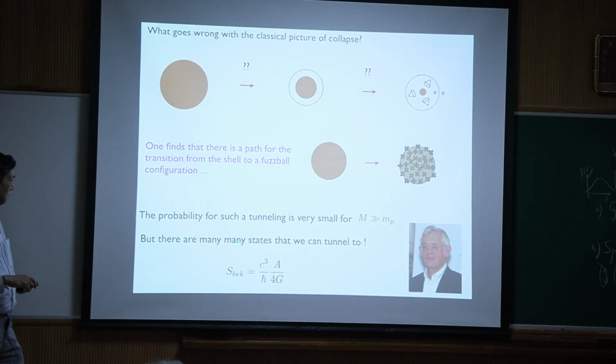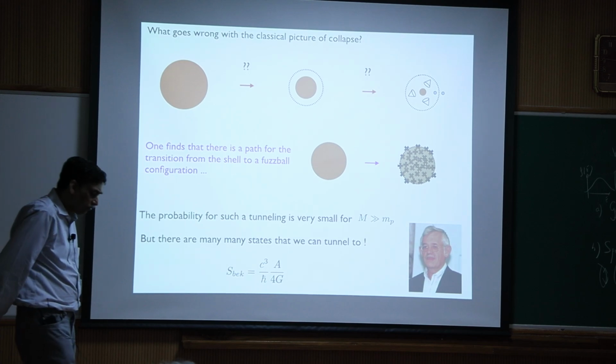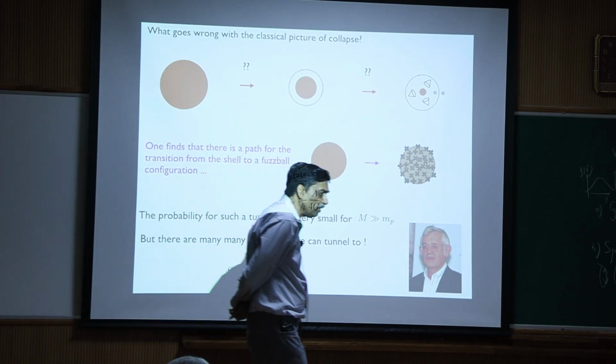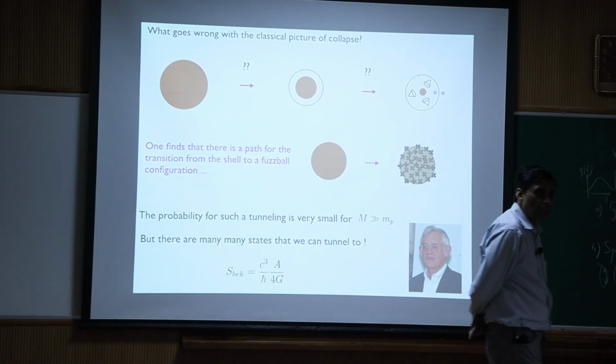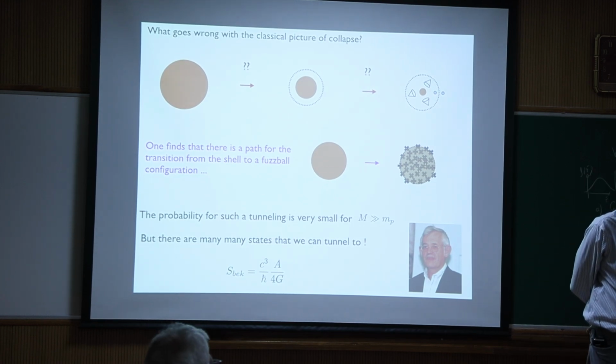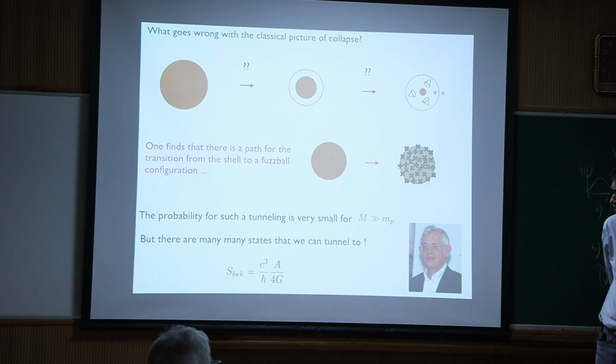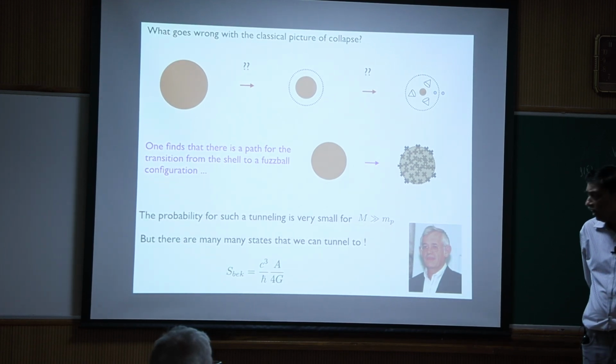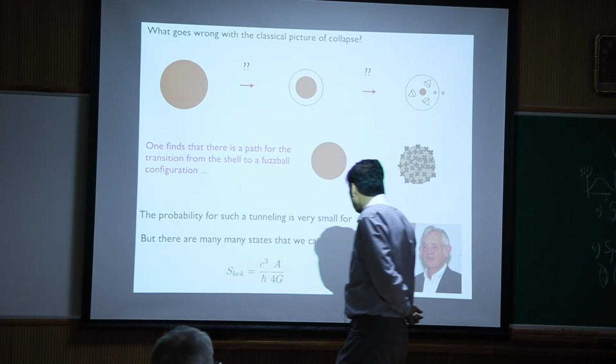That's true. But there are many, many states that you can tunnel to. How many states are there to tunnel to? Each fuzzball, if you count them, you get the entropy. And the number of fuzzball states are e to the entropy, because entropy is log of the number of states. And if you remember right from the first lecture, we said the entropy of a black hole is actually very, very large. If you take the entropy of the sun, it has some entropy, but the entropy of a black hole with the same mass as the sun, if you compute from this A by 4G, it's vastly bigger. Okay. So how do you compute? What is the number A by 4G stands for?